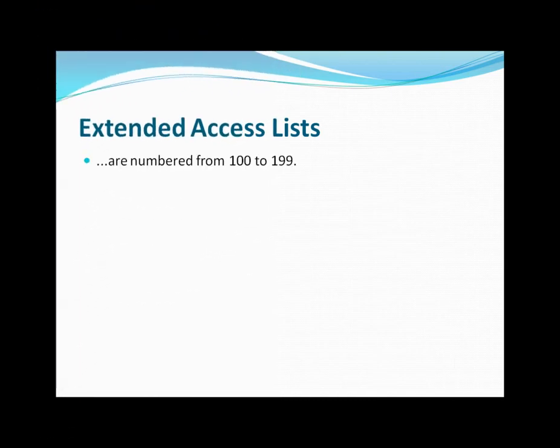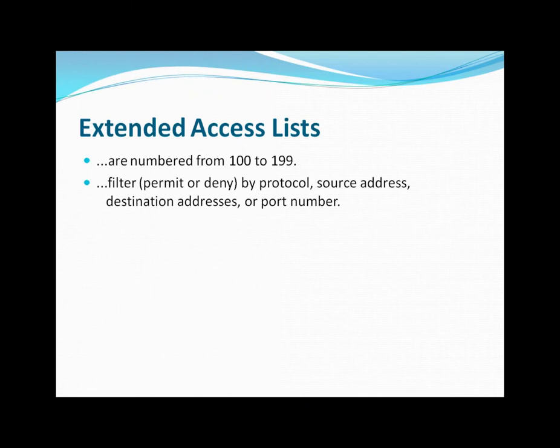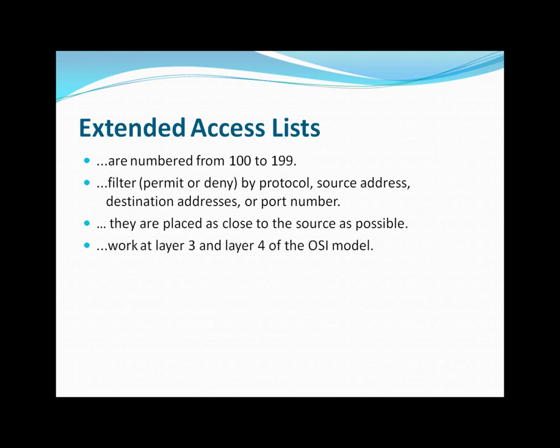Extended access lists are numbered from 100 to 199. They filter, permit or deny by protocol, source address, destination address, or port number. They are placed as close to the source of traffic as possible. They work at layer 3 and layer 4 of the OSI model.